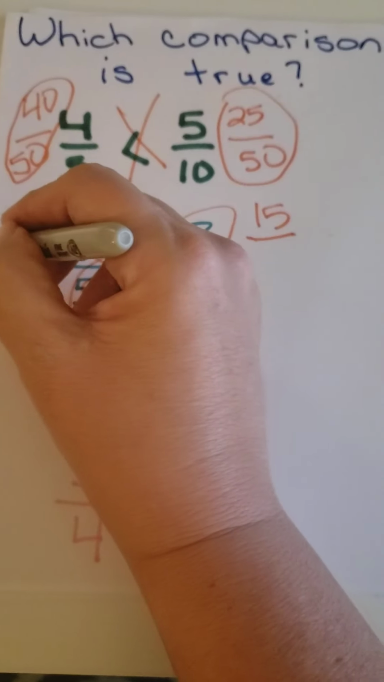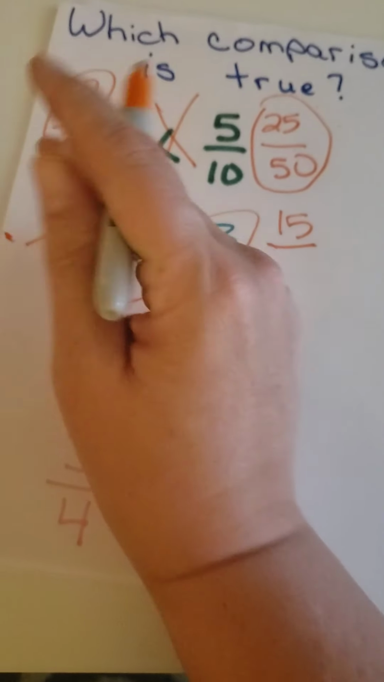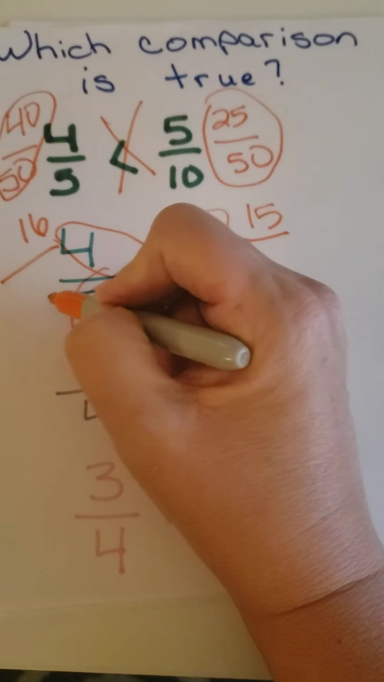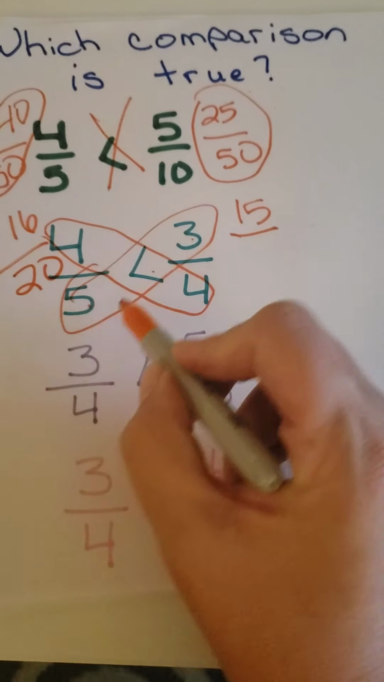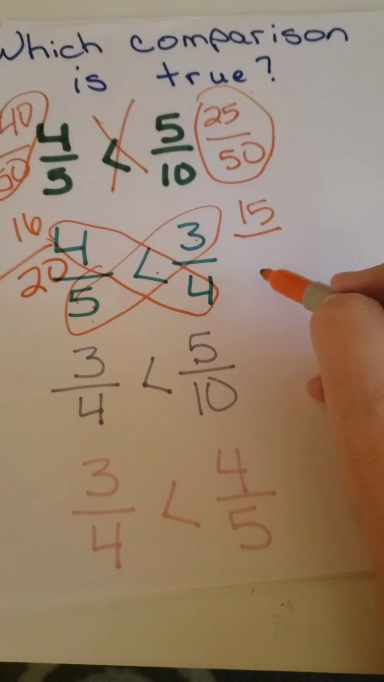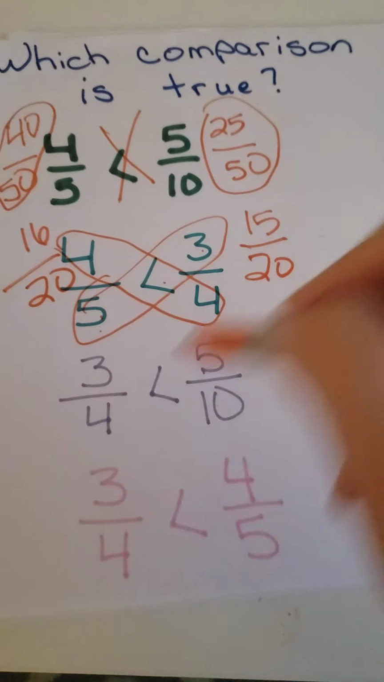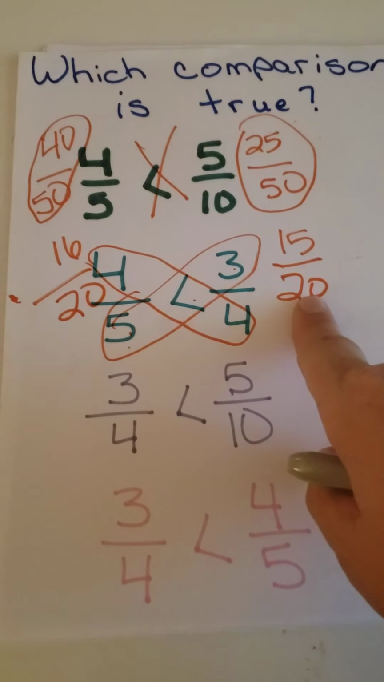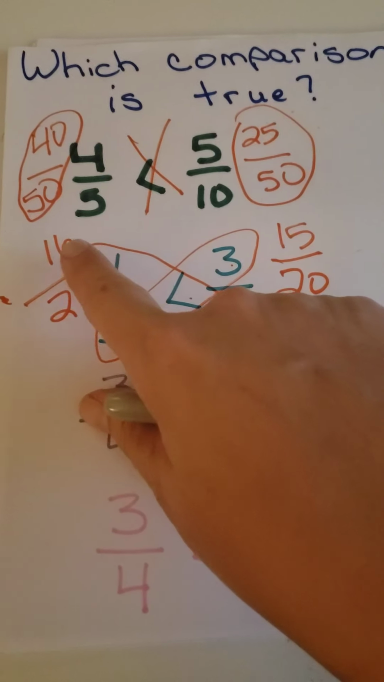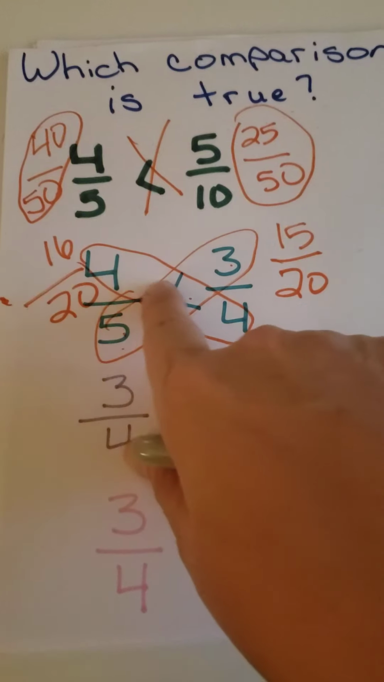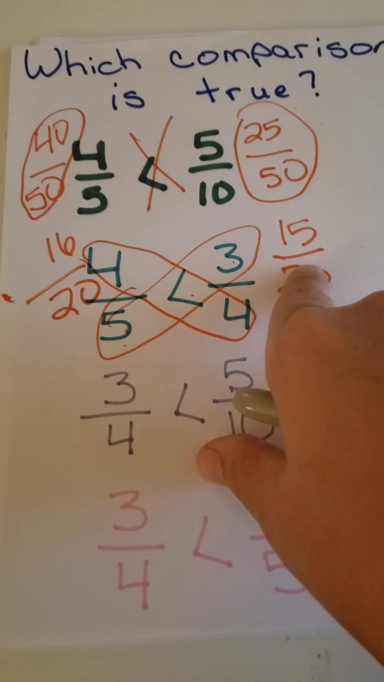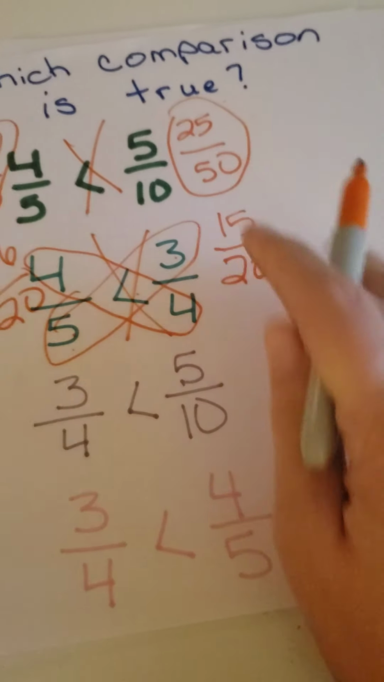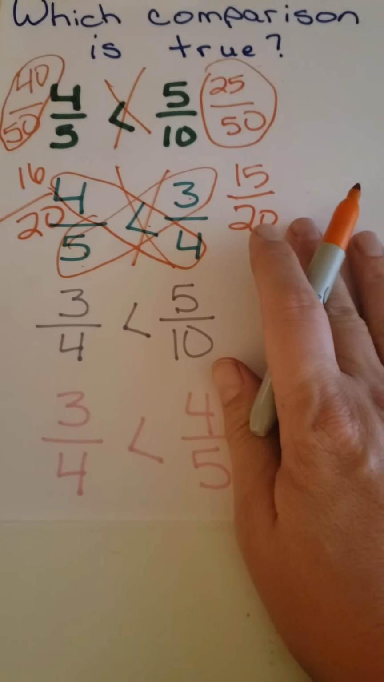So now then we need to get our denominators. Okay. 4 times 5 is 20. 5 times 4 is 20. So now we have the same denominators, so we can compare. Is 16 less than 15? No. So this one is not true. Okay?